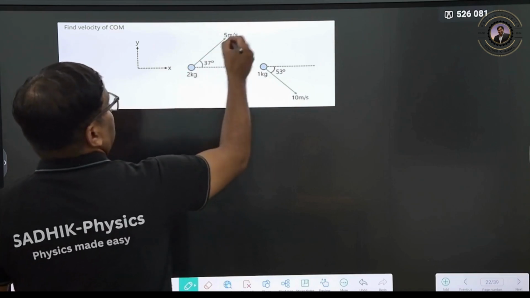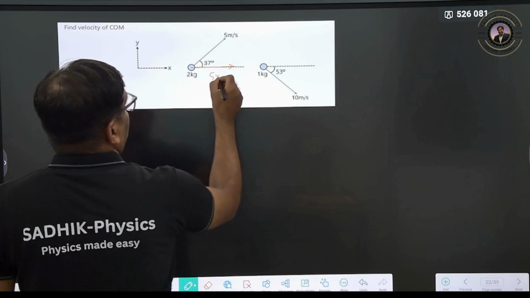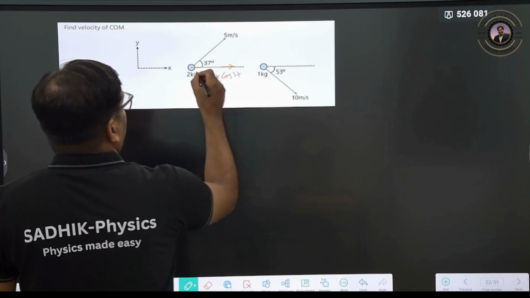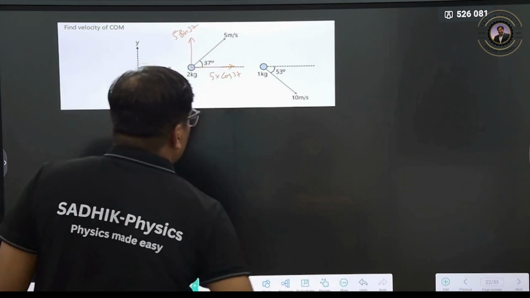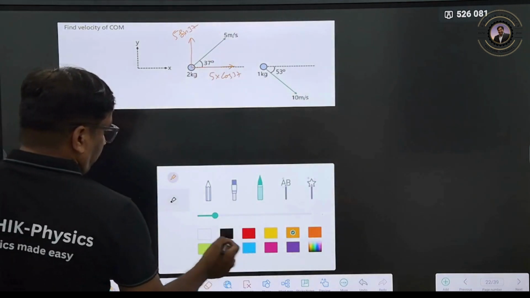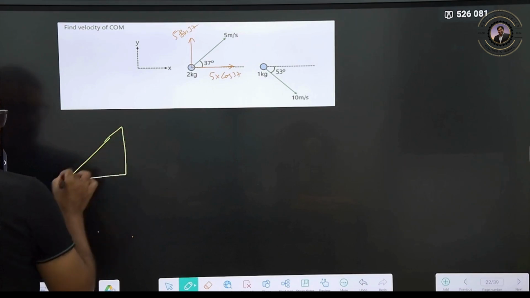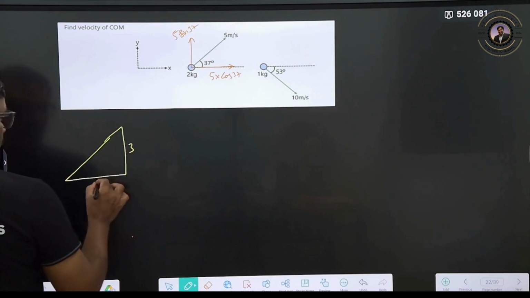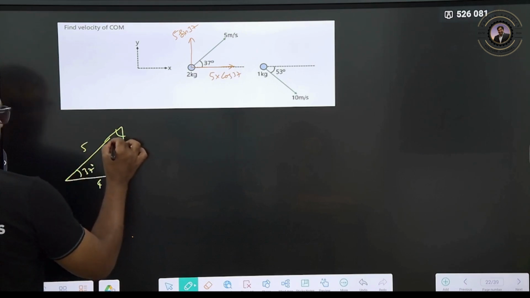The velocity of this one is 5. So you can rewrite it as 5 into cos 37, and this is 5 sin 37. I already told you 37 and 53, right? If you forgot it, please take note of this one. So this is your 3, 4 and this is 5. This should be 37 and this should be 53.